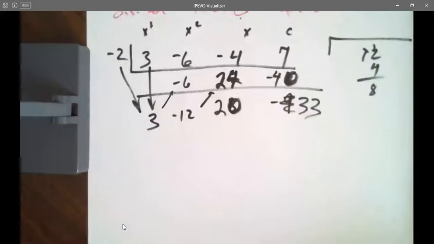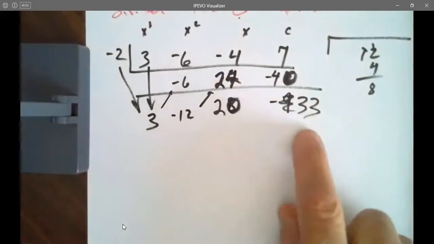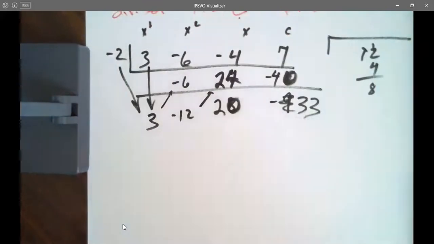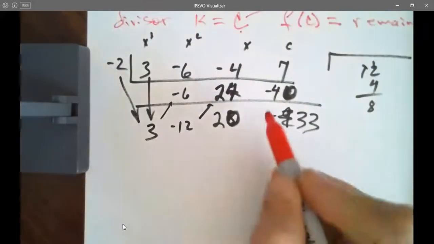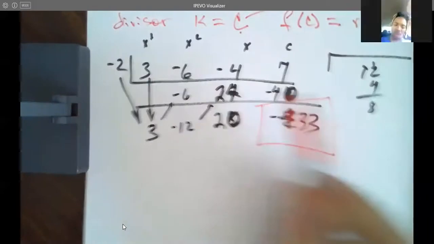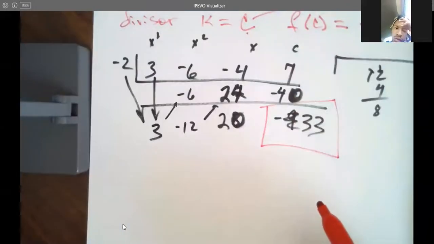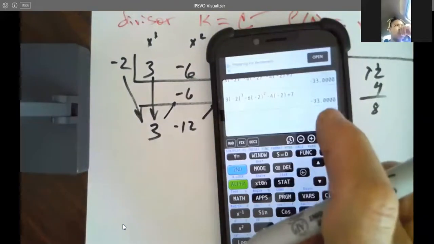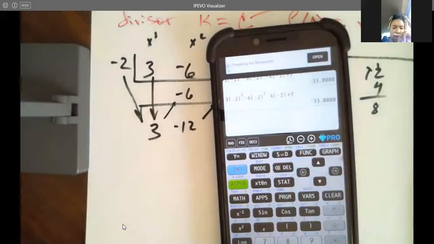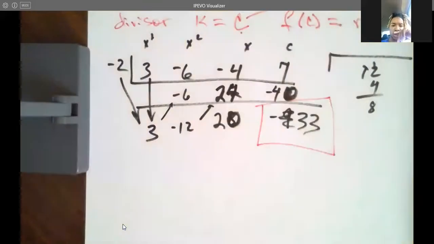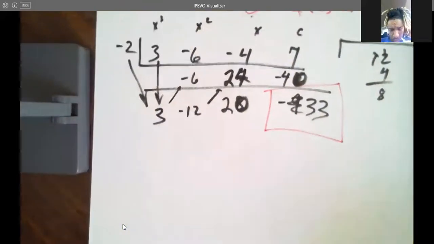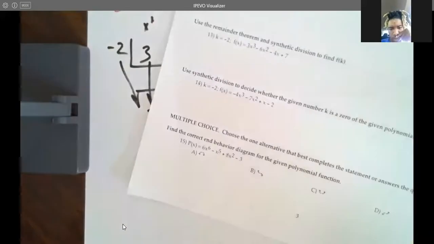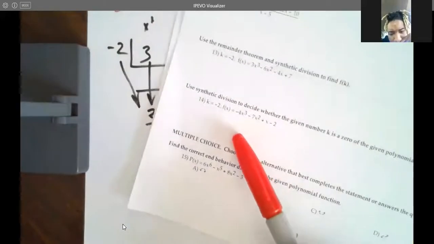So any questions with that? So basically your answer is negative 33. Okay, that's your answer. You're just looking for the remainder. Okay, you're just looking for that number right there. Questions with that? Do you need to see the next one too?